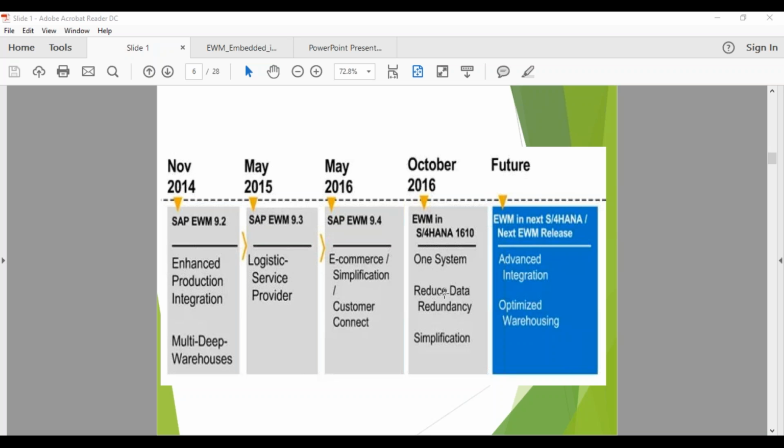Earlier, we had the landscape as a separate server. Extended Warehouse Management existed alongside ECC, and there were two kinds of landscapes available: one with the SCM server, the Supply Chain Management server, and one a standalone Extended Warehouse Management server. Now it is embedded in S/4HANA 1610. Extended Warehouse Management is embedded in the same server where the ERP ECC is. This architecture was not available before S/4HANA 1610.